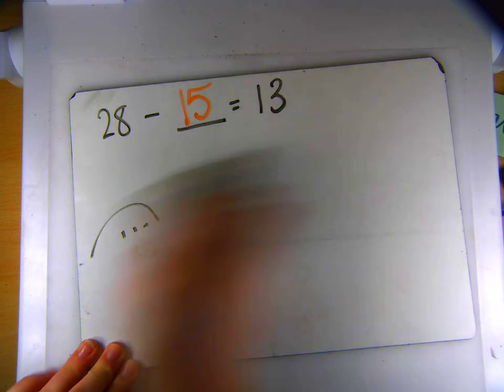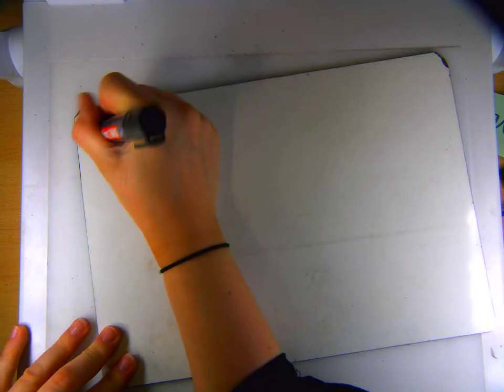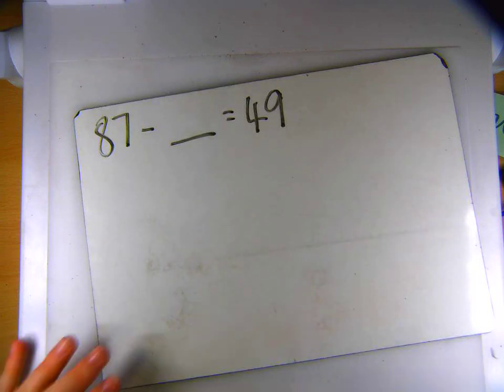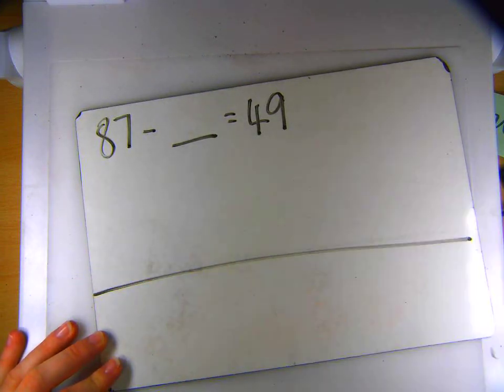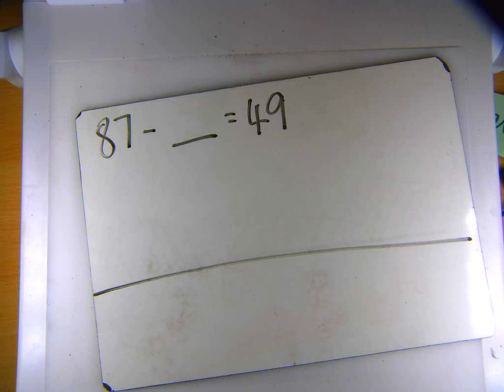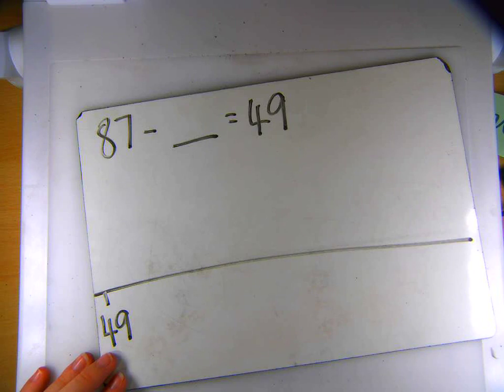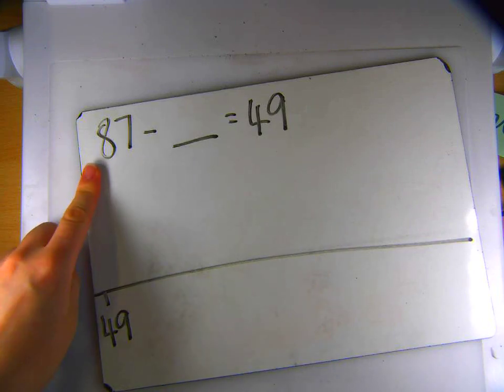Okay, let's try one with even bigger numbers and crossing boundaries of 10. So like we spoke about before, we're going to be looking at crossing that 10 boundary and targeting our 10s. So 87 take away something is 49. Just like before, I'm going to pop my 49 there. I'm going to count up to 87.